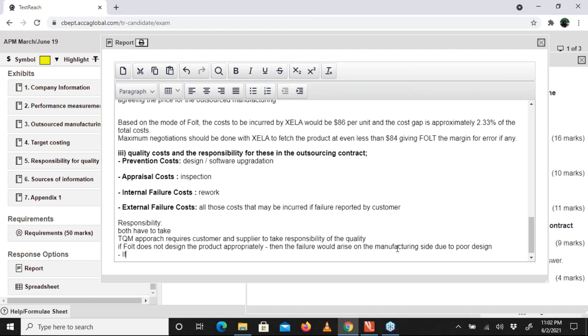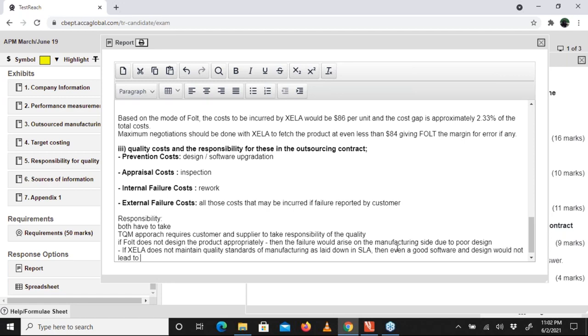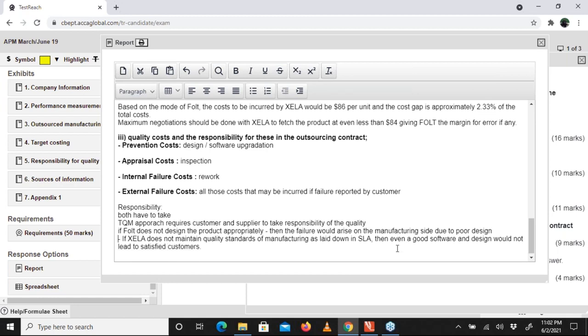If Zela does not maintain quality standards of manufacturing as laid down in the SLA, then even a good software and design would not lead to satisfied customers. So that is something that you would have to do. Both are responsible. You can't hold one of them to be responsible.